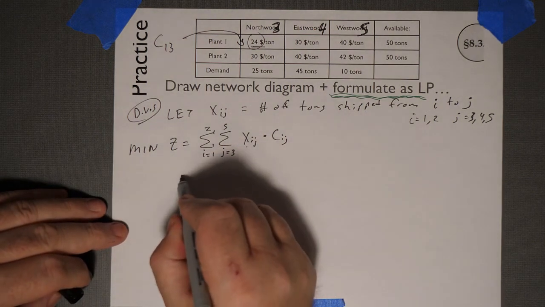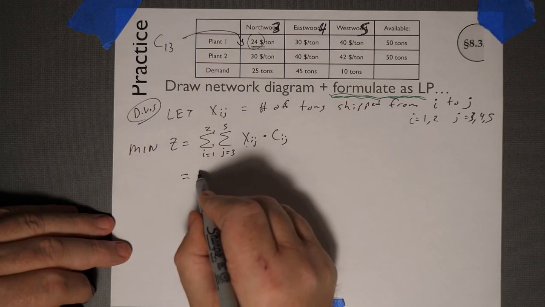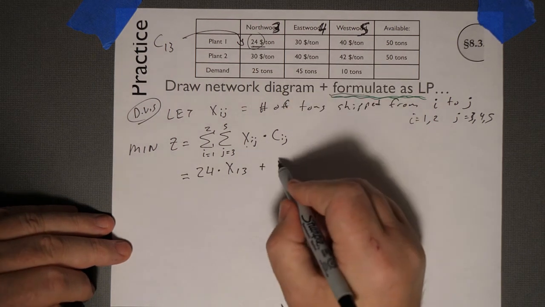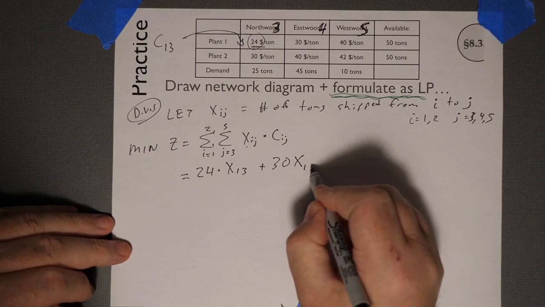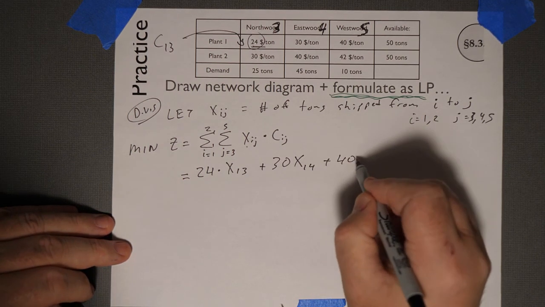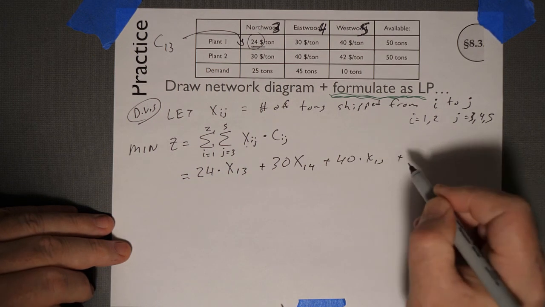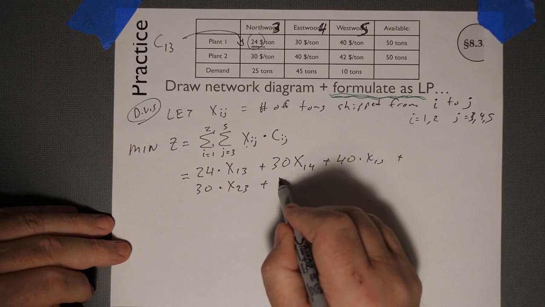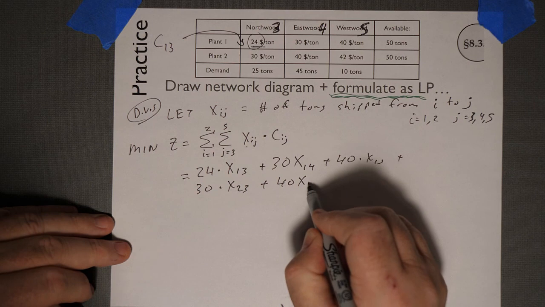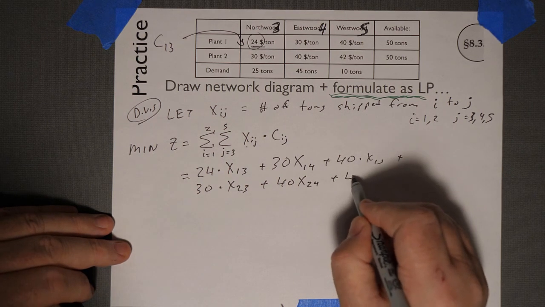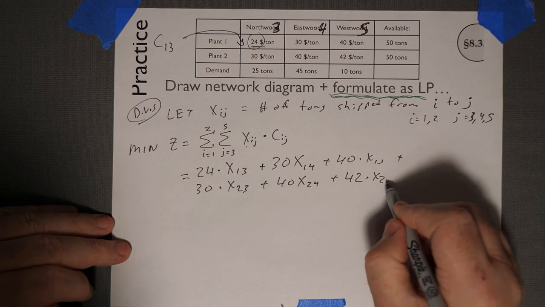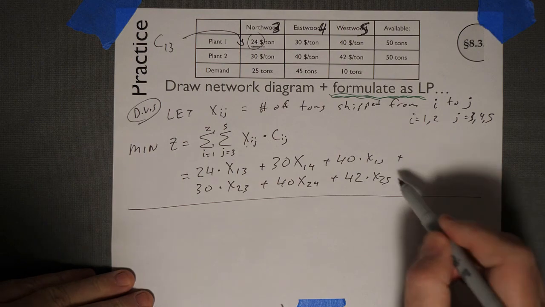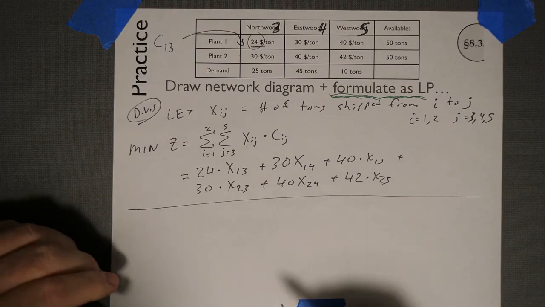If you don't like that notation, you can always write it out long form. So I've got 24 times x13 plus 30 times x14 plus 40 times x15 plus 30 times x23 plus 40 times x24 plus 42 times x25. And you'll note that the way I wrote that out mimics the matrix that we had up here. Okay, now we have the constraints.